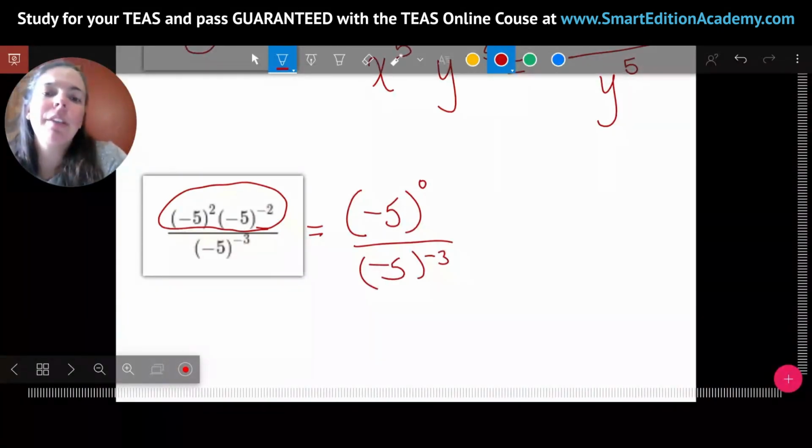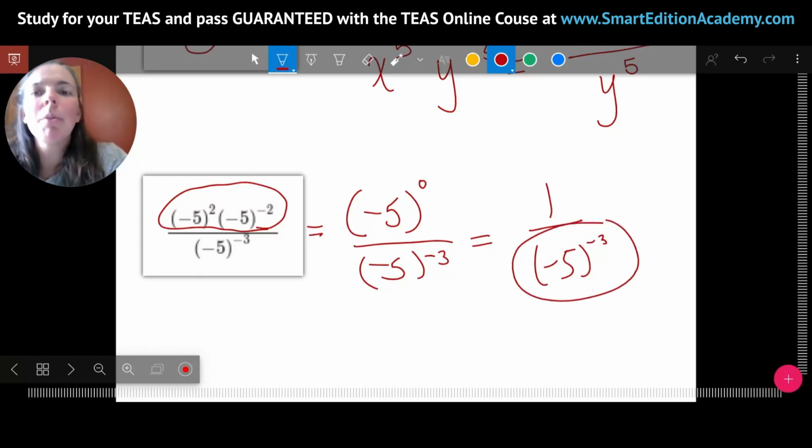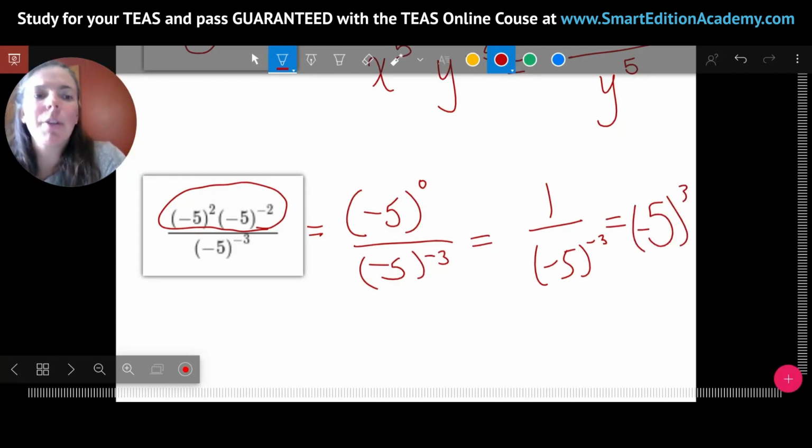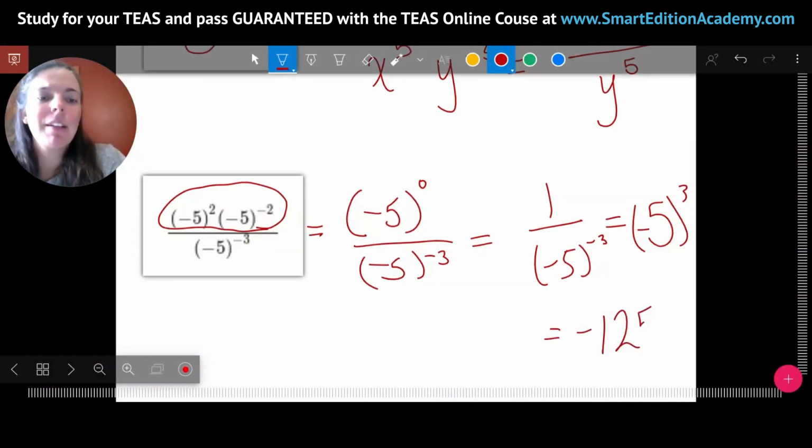So negative 5 to the 0, if you remember your 0 rule, that's really just 1. Negative 5 to the negative third. And if I want to make this positive, remember we were saying push it to the bottom? Well, it's already on the bottom, so basically what we can do is just move it to the top. So this would just be negative 5 to the positive third. And if I wanted to simplify negative 5 to the positive third, this would be negative 5 times negative 5 times negative 5, which would give me negative 125 as my solution.